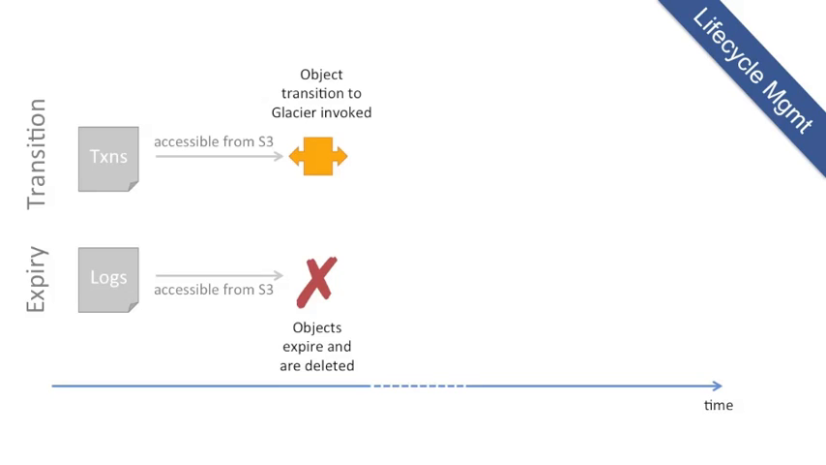Conversely, we might have transactions. We might have an e-commerce site and we've got transaction audits held in files within S3. Now you want these accessible from S3 for that 6 months period, but after 6 months we want to invoke a transition to Glacier. And then Glacier will take on the storage of that data. The storage class will flip within S3 from standard to Glacier.